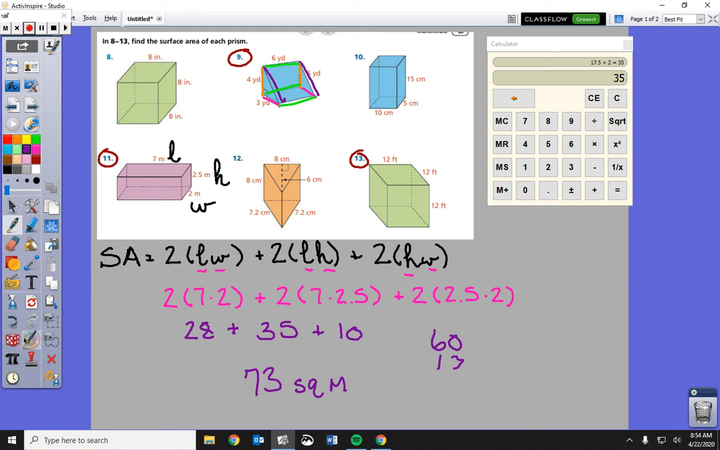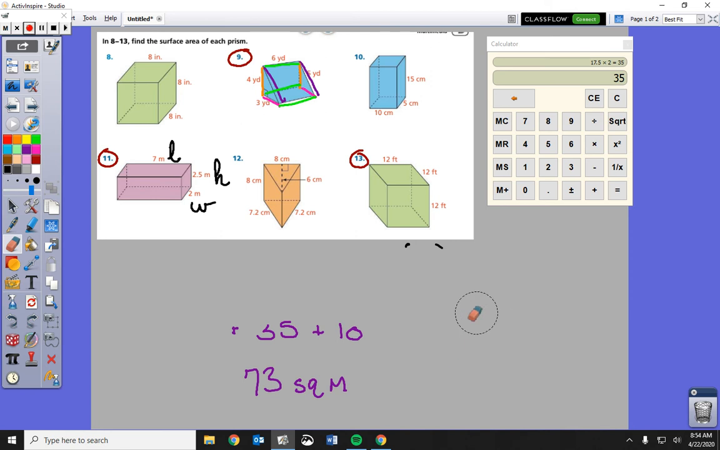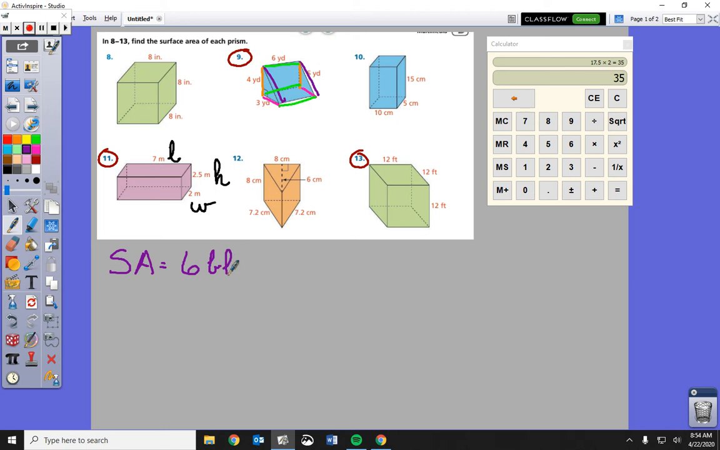As I promised you, it goes from hard to easy, challenging to the easiest. We have a cube. The great thing about a cube is all the faces are congruent. If I look at a cube, I can see that all the faces are congruent, and a cube has 6 faces. So the surface area for any cube equals 6 times base times height.